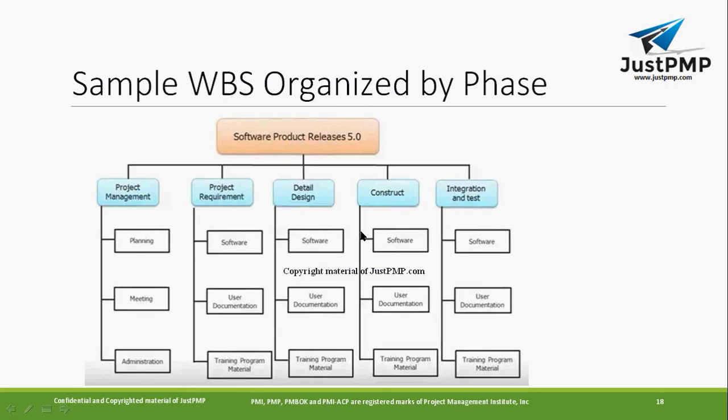This is one example, like a software project. You can have a sample WBS organized by phase. Different phases are there, like project requirement, project management, detailed design, construct, and integration test. Under project management, you'll keep planning, meetings, administration. You divide those in the WBS: project requirement, software, user documentation. When you divide the task and any activities into smaller ones, accountability becomes easy. You can assign it to somebody and track properly when it can be done. So it's very easy to manage the work.